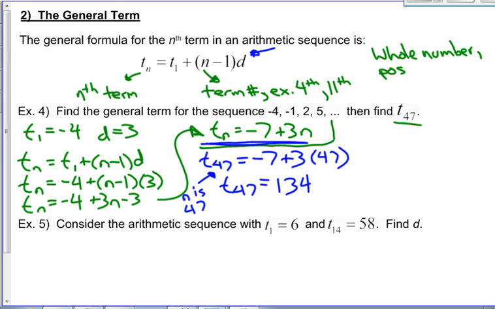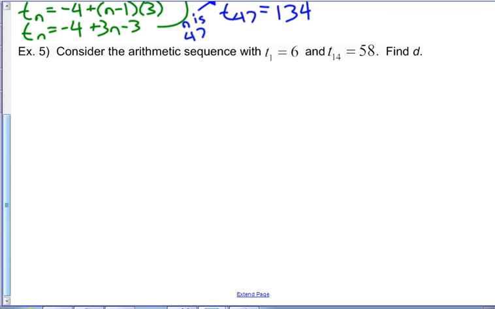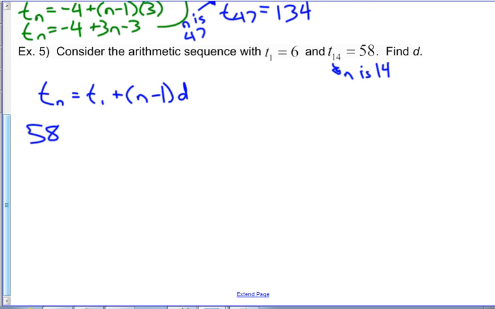Now, it might be some other variable that we're looking for. So over here, we have the arithmetic sequence where T1 is 6 and T14 is 58. So when we see this, we think n is 14. Okay, and this would be our Tn. The T14 is 58. So we can use our arithmetic sequence formula to find any of the 4 letters in it, provided we know the other 3. In this case, T14, or Tn, is 58. T1 is 6, and n is 14. So we're going 14 minus 1 times d.